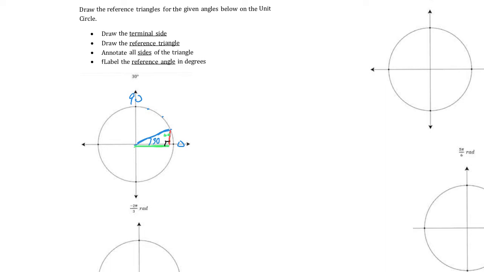This is the 90. So now we want to label all the sides of this triangle. Well, I know the hypotenuse is 1 because that's the radius of the unit circle. Across from the 30 is always 1/2. Remember that triangle we just drew? 30, 60, 90. It was 1/2, radical 3 over 2. Remember, it was just half as big as the baby triangle. All right, so 1/2 is that side. So this side across from the 60 is square root of 3 over 2.